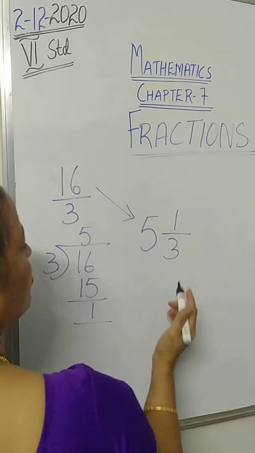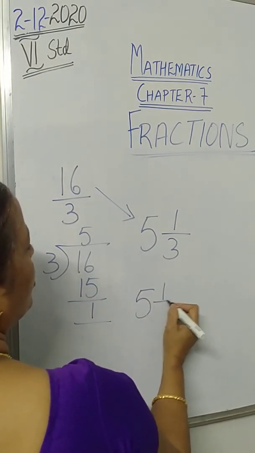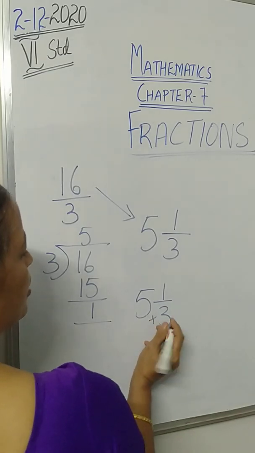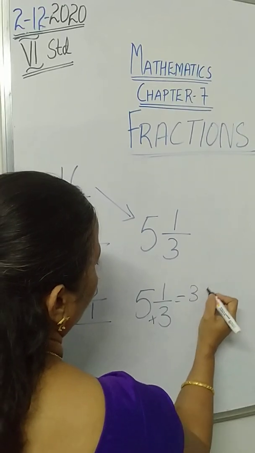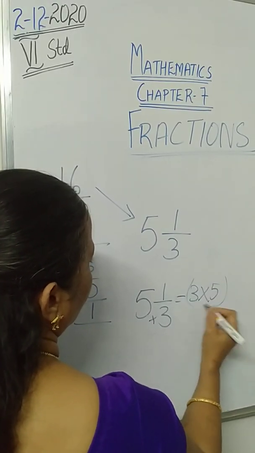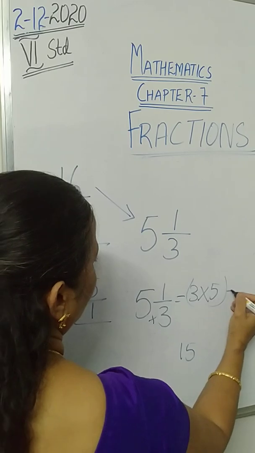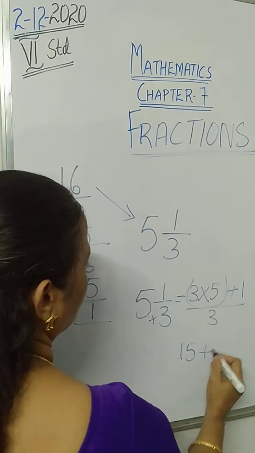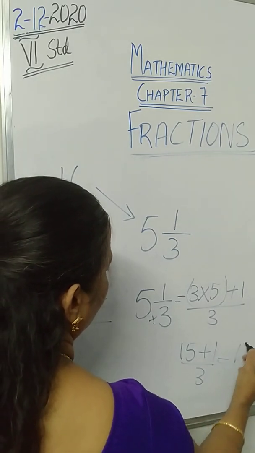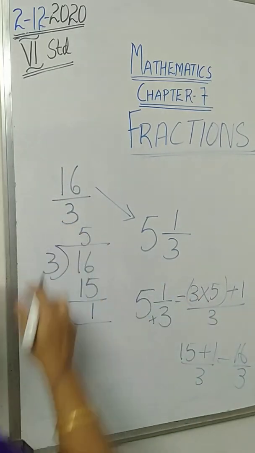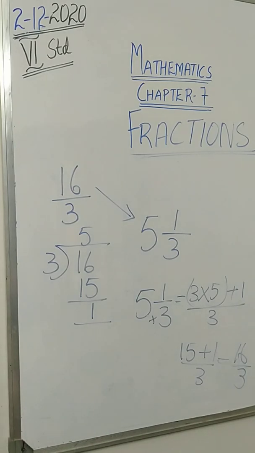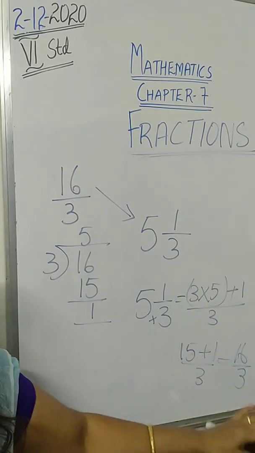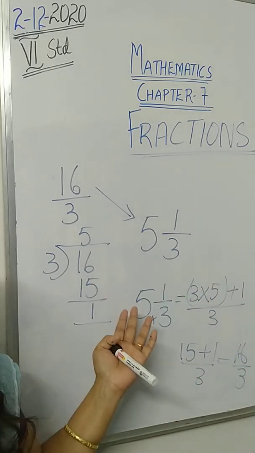Then now the same thing, 5 1 by 3, I am going to convert it into improper. As I told you, multiply these two. 3 into 5. What is 3 into 5? 3 into 5 is 15. Then add it with the numerator, that is 1. Divide by the same number. So 15 plus 1 by 3, that is 16 by 3. Did you get back? Yes? So that is the way we convert the improper fraction to mixed fraction and mixed fraction to improper.